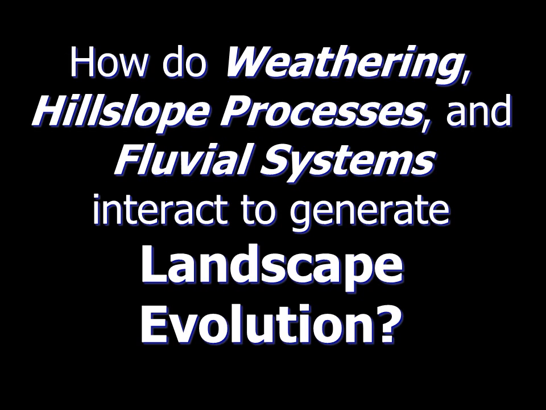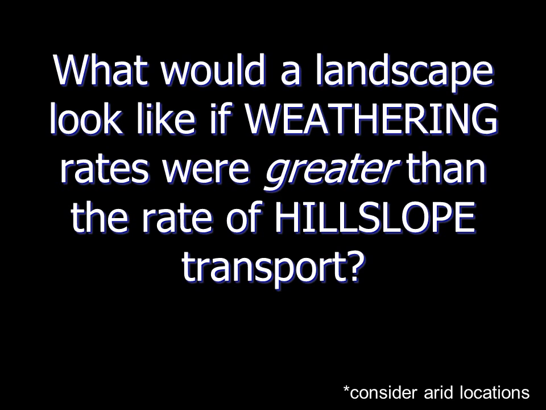All right, so let's give this a go. Here's a question for you. What would a landscape look like if weathering rates, so that rate of breaking down of rock, are greater than the rate of hill slope transport? So the in situ breakdown of rock is greater than the rate at which hill slopes can move it away. What's the landscape going to look like? Think about it for a second.